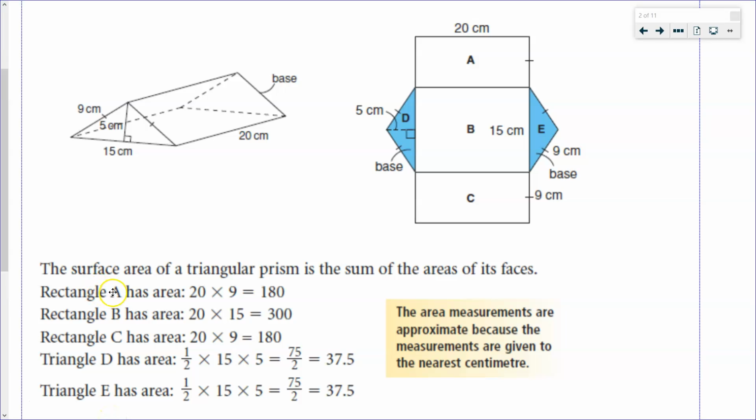So rectangle A has an area of 20 times 9. Okay. Now remember, area is length times width. They know this side's 20. They know this side is 9 based on when this was folded up into its actual shape. B is 20 times 15. C is 20 times 9. Do you see where these are coming from? Okay, 9 is the side here. This is 20, and that's that rectangle facing that way.